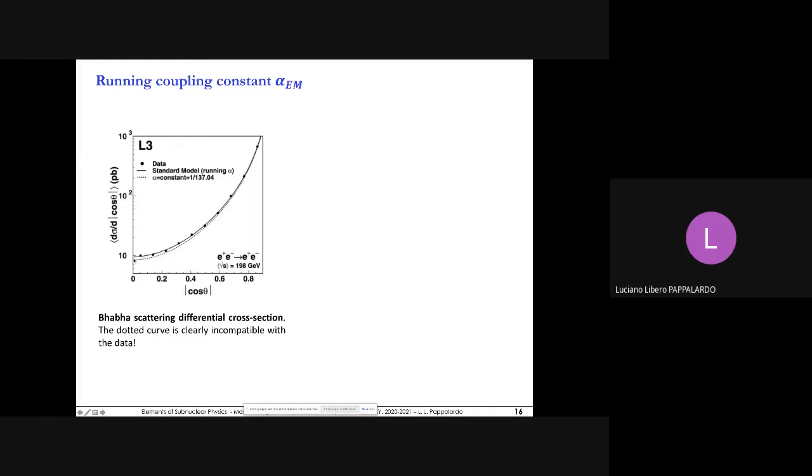So what is now the meaning of the dotted line? The dotted line is your prediction for this cross-section as a function of cos theta if you keep your alpha constant to the value 1/137. Whereas the full line is if you keep alpha running in the way that we just studied, so through the renormalization group equations. And you see that indeed the data agree only with the second case. Okay, this is another very strong experimental proof that indeed alpha is a running constant.